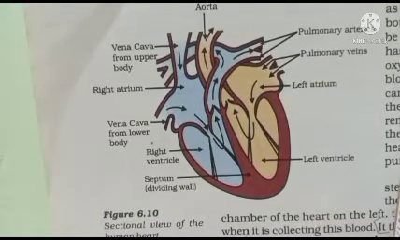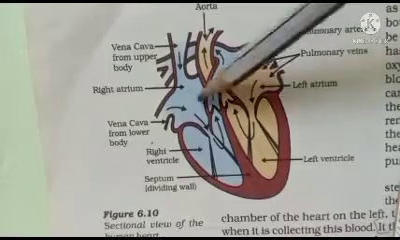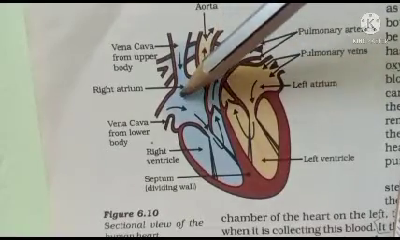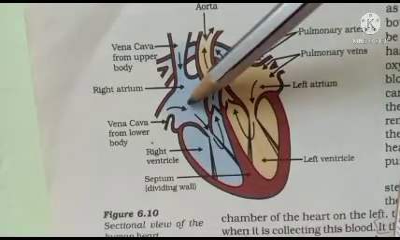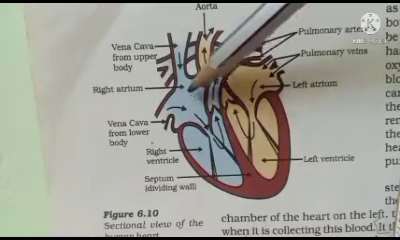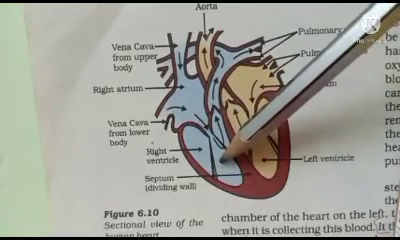The right atrium, when it receives the deoxygenated blood from all parts of the body, will relax. Same way, when the left atrium receives the oxygenated blood from the lungs, that also will relax. Now, when this atrium contracts, the blood from the right atrium enters into the right ventricle.